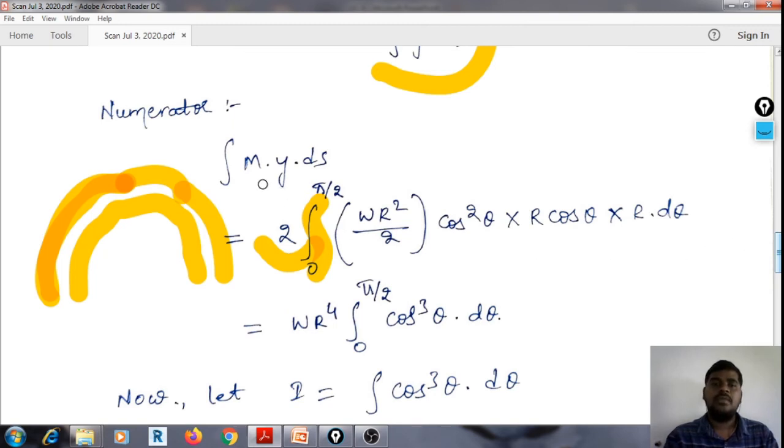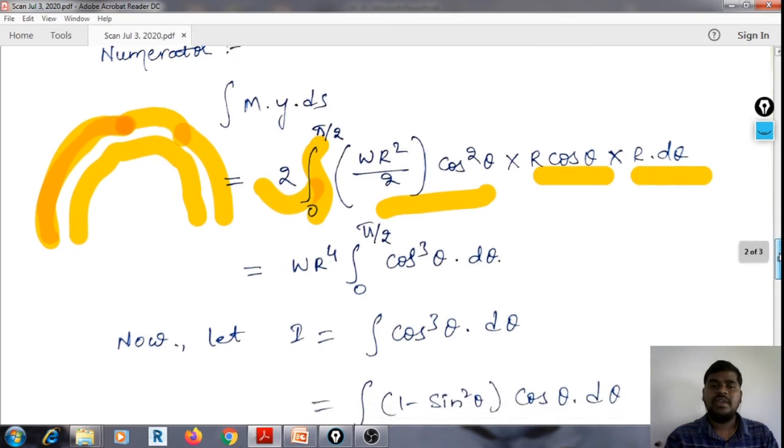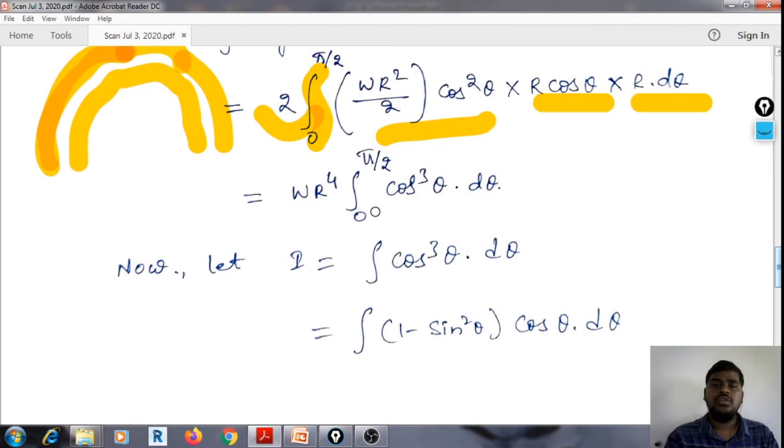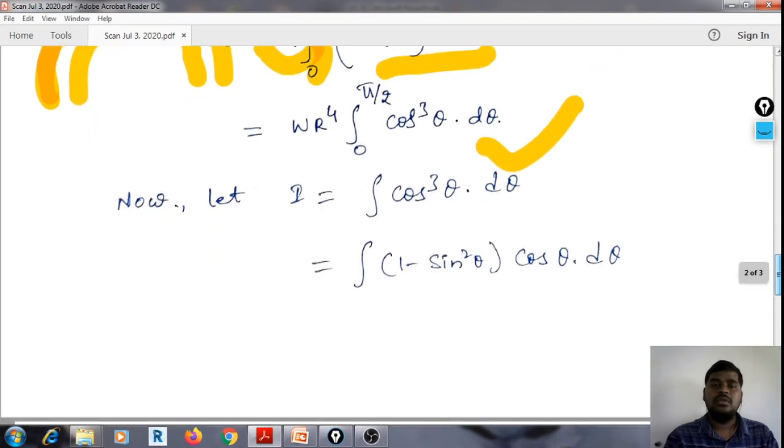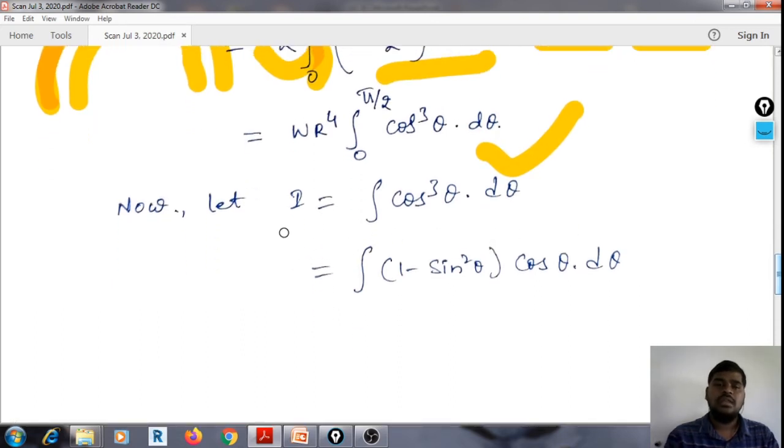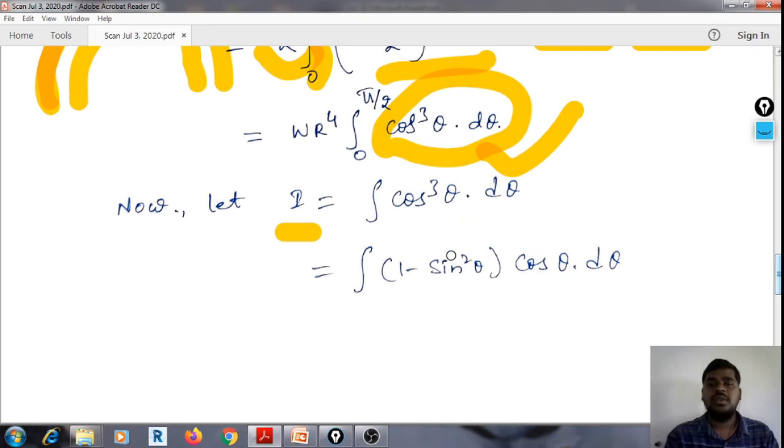For M we have WR square by 2 cos square theta, already discussed, and y is given as r cos theta, and ds we have already written as r d theta. So upon simplification, WR power 4 integral 0 to pi by 2 cos cube theta d theta will be the answer. To solve it easily, let I be equal to this cos cube theta d theta. So I is equal to integral of cos cube theta d theta, and cos square theta is nothing but 1 minus sin square theta, into cos theta, that is cos cube theta.